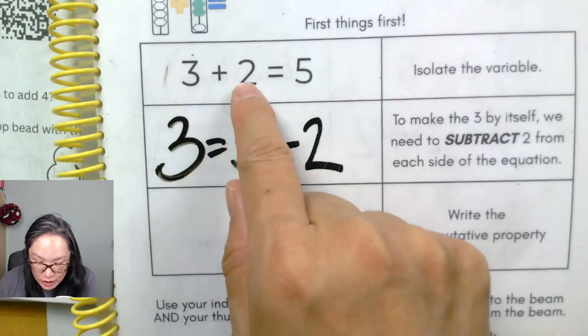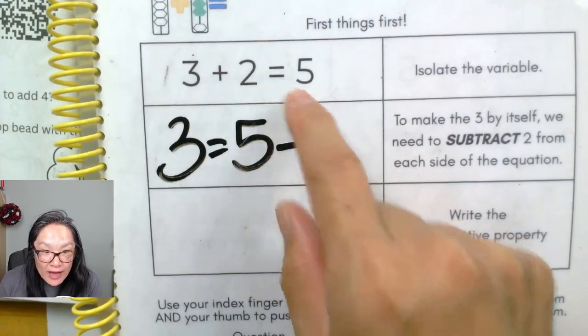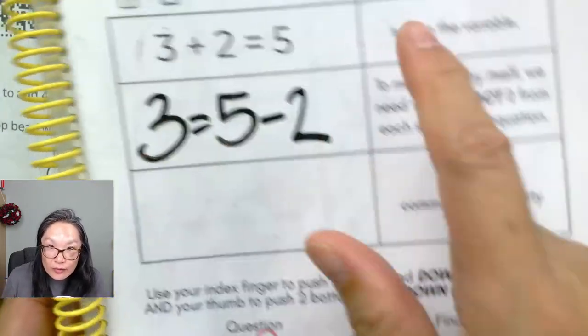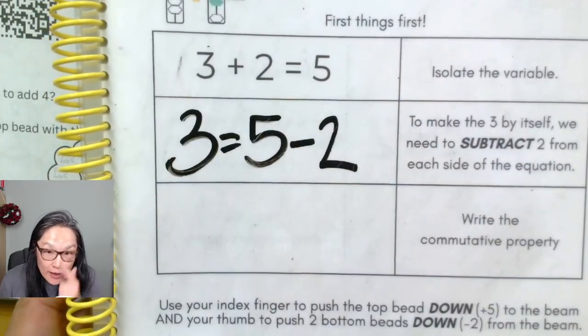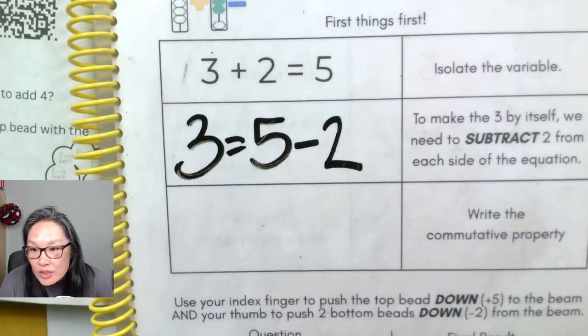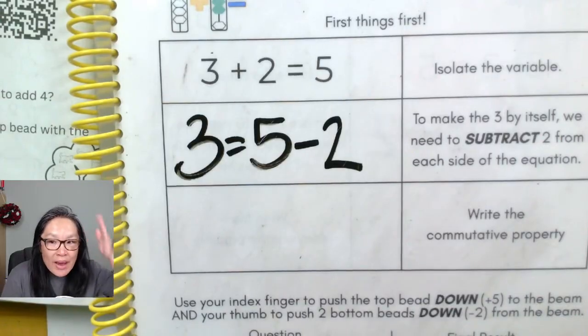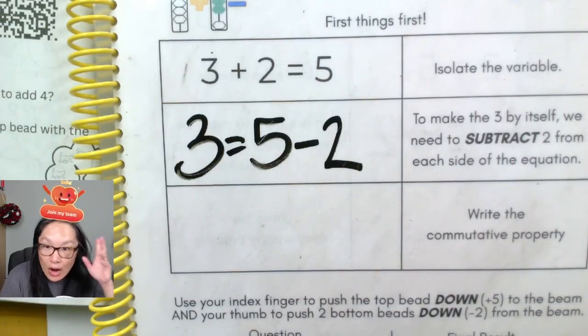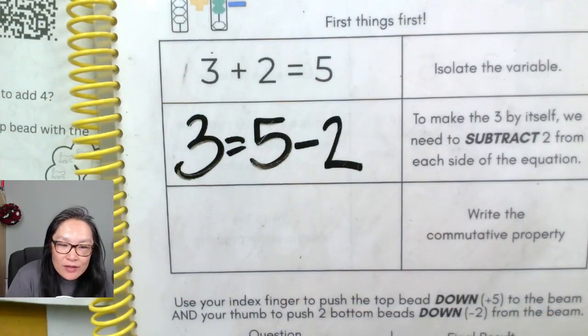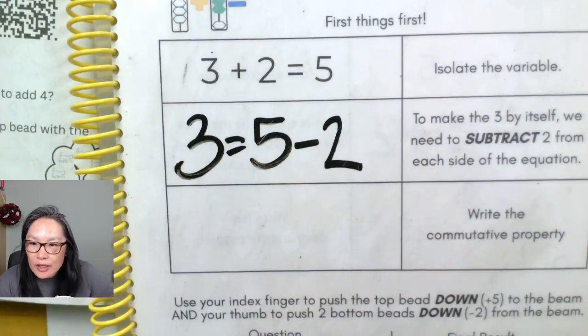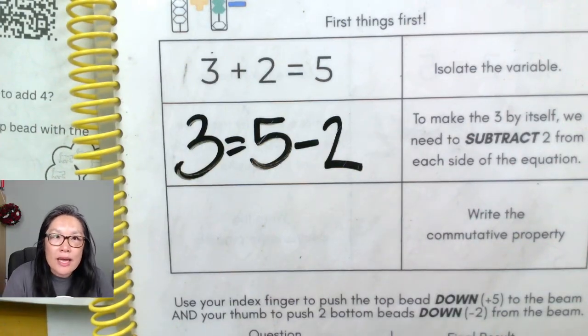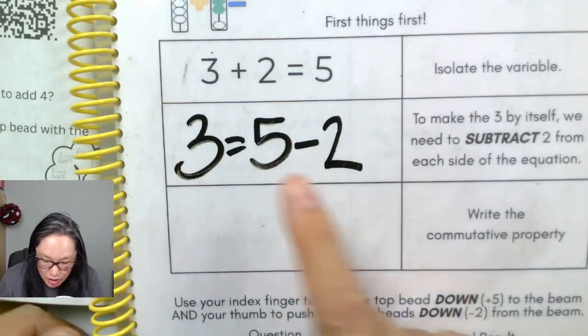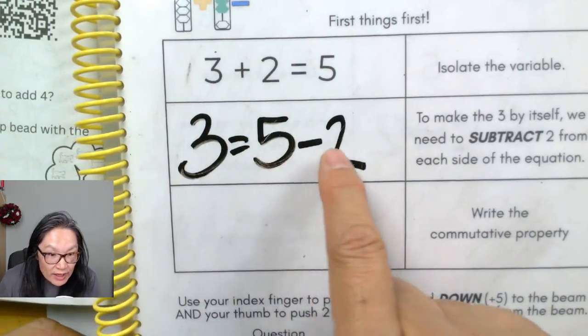So 3 plus 2 is equal to 5. Remember, this is what we teach the kids, right? But what we're going to do is power up our equation. We're going to power up our addition sentence. So it's 3 is equal to 5 minus 2.